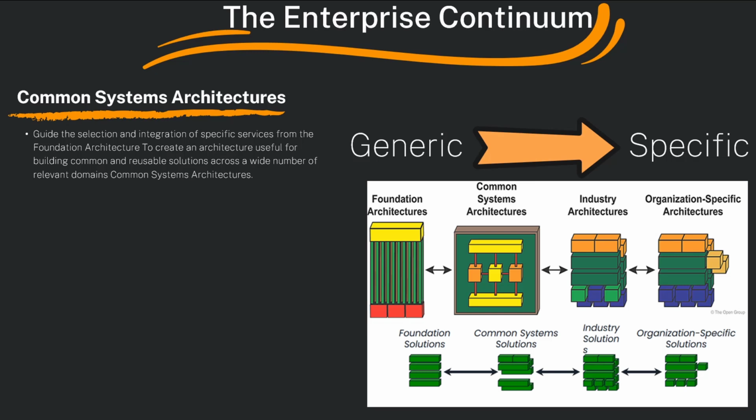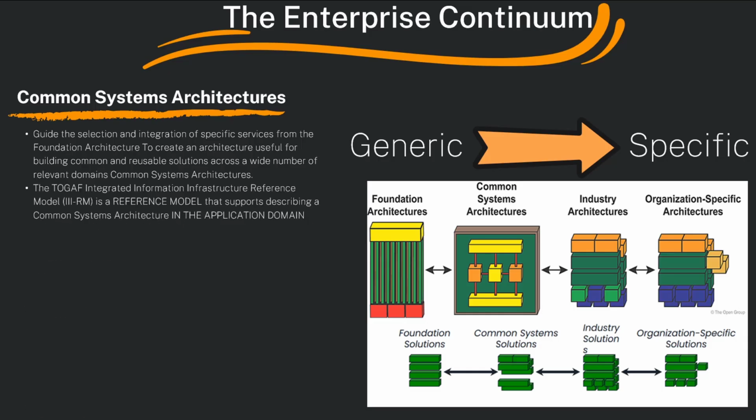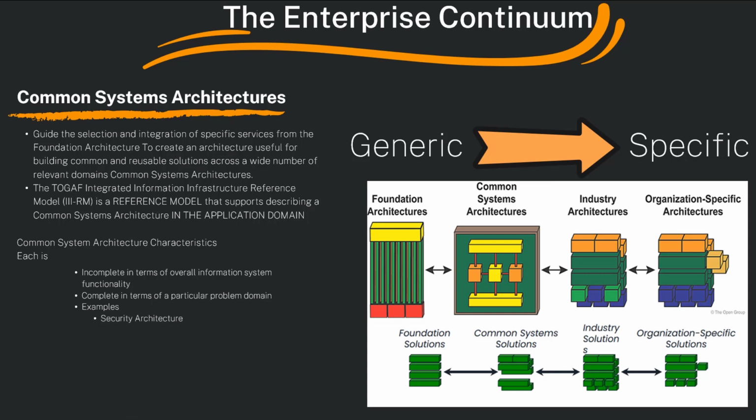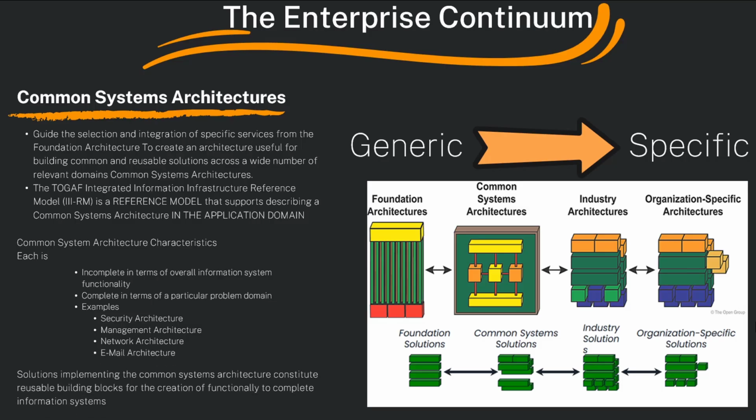Common system architecture. The TOGAF Integrated Information Infrastructure Reference Model is a reference model that supports describing a common systems architecture in the application domain. Common system architecture characteristics: each is incomplete in terms of overall information system functionality, but complete in terms of particular problem domains. Examples: security architecture, management architecture, network architecture, email architecture. Solutions implementing the common systems architecture can state yet reusable building blocks for the creation of functionality to complete the information system.